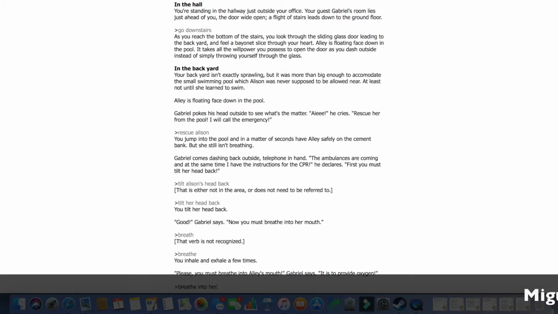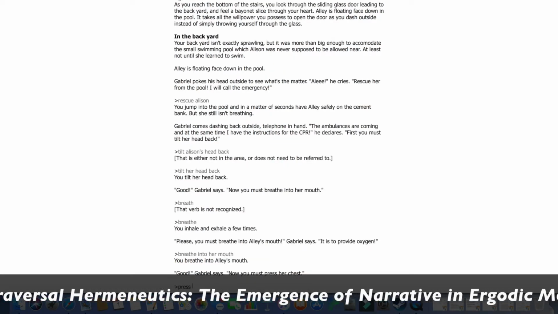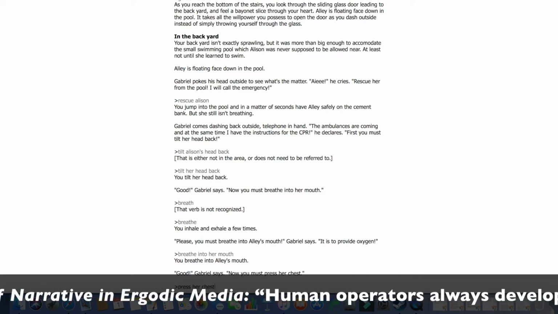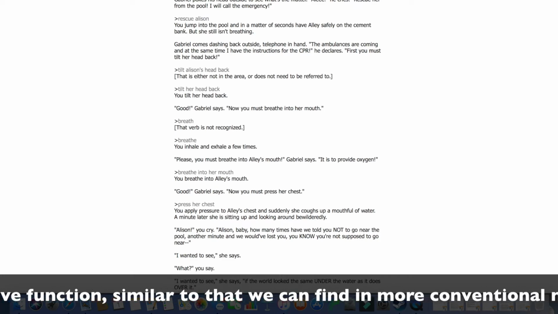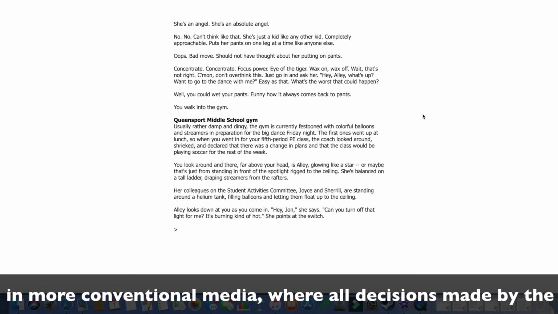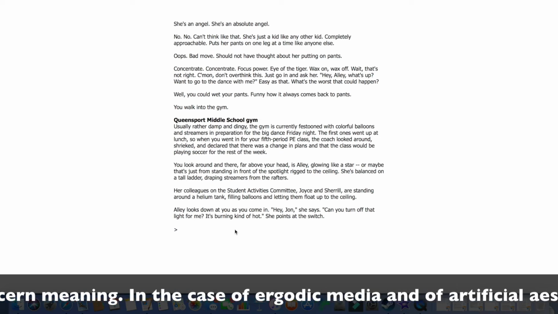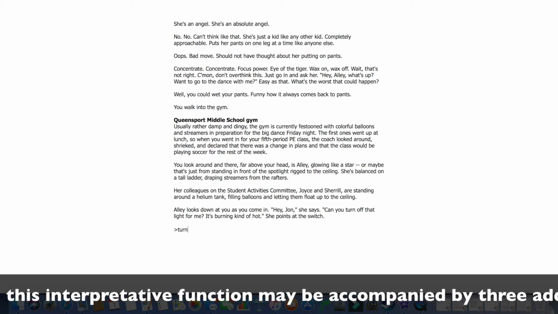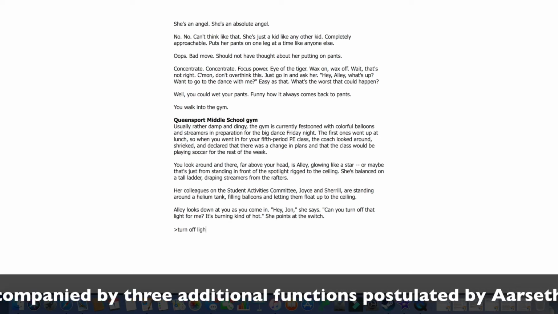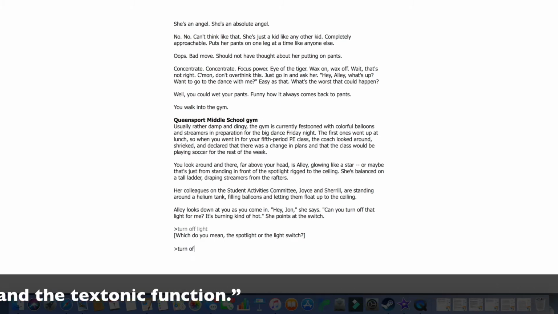This idea is supported by Miguel Carvalhais' Traversal Hermeneutics: the emergence of narrative in ergodic media, which states that human operators always develop an interpretive function similar to that we can find in more conventional media, where all decisions made by the reader only concern meaning. In the case of ergodic media and of artificial aesthetic artifacts, this interpretive function may be accompanied by three additional functions postulated by Aarseth: the explorative function, the configurative function, and the textonic function.